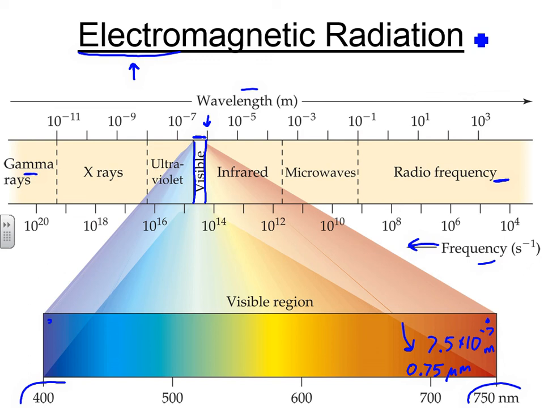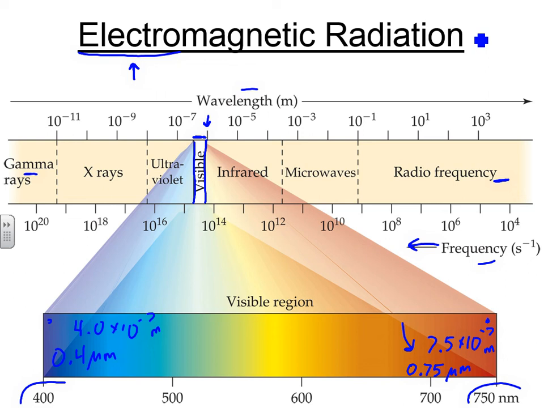So, and this would be 0.4 of a micrometer, essentially. Or another way of saying it is 4.0, we'll say, times 10 to the negative 7th meters. So this is the visible spectrum of light. This is what we can see.